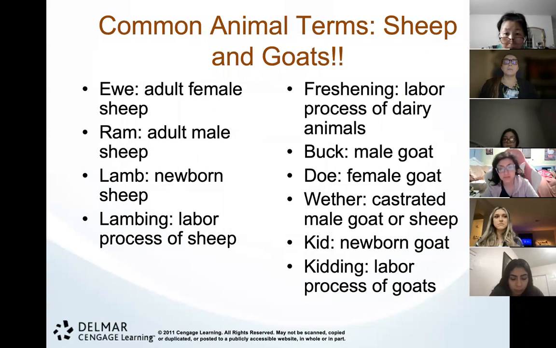Buck, that is our male goat. Doe is the female goat. Wether is going to be a castrated male goat or sheep. And again, castrated, that's just the large animal term for neuter, so the removal of the testicles. Kid is a newborn goat, and kidding is that labor process of the goats.